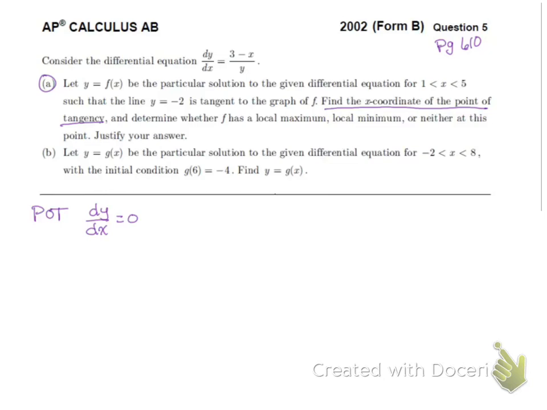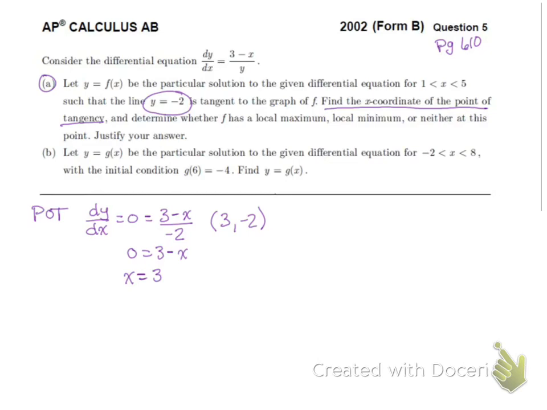Okay, that's why you know that the y coordinate is -2. So you're going to plug in -2 for y and set it equal to 0. Again, if we set a fraction equal to 0, just the top should equal 0. So 0 is equal to 3 minus x, so x is going to equal 3. Okay, so your point of tangency is at (3, -2). Okay, you found the x coordinate.